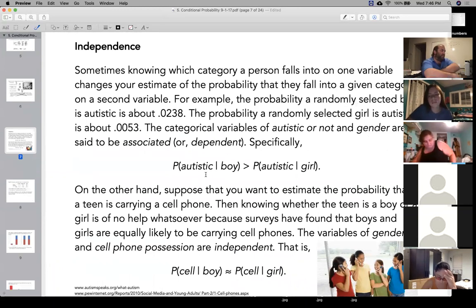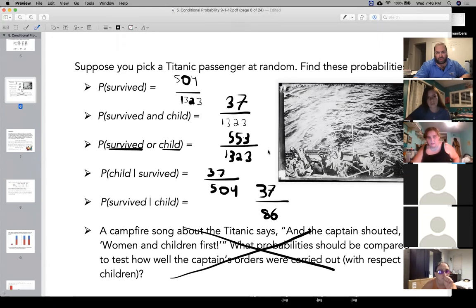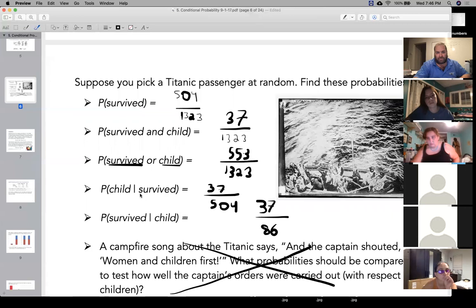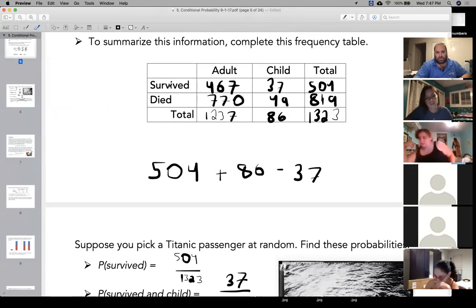Now, let me see the following question. If you roll, oh, there's some text here. Hold on, chats. What do they say? How is the denominator 504 on the second to last one? Well, let's take a look at the second to last one again. It has a condition of survived, correct? And how many survived? 504. So we only consider the 504 who survived. That's my given. Does that make sense, Nancy?